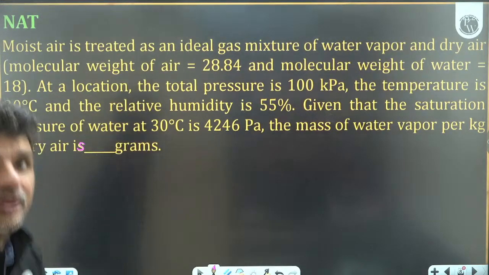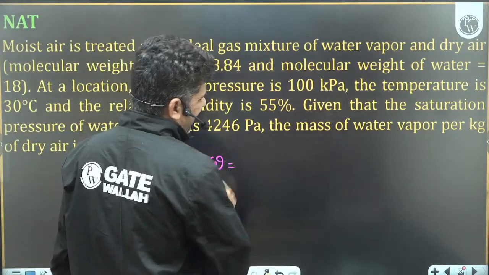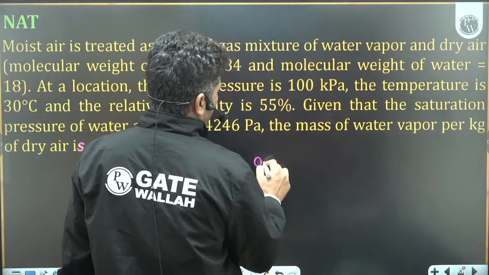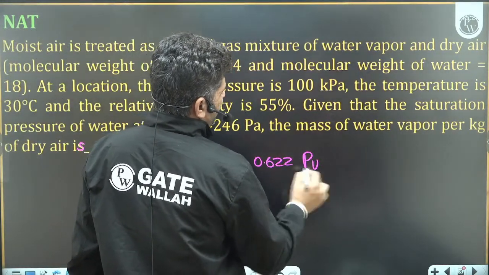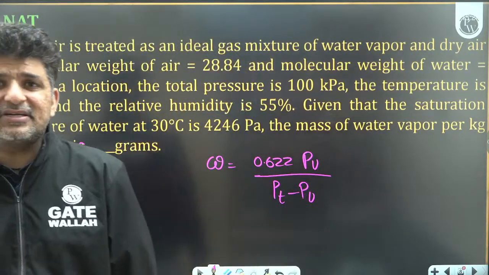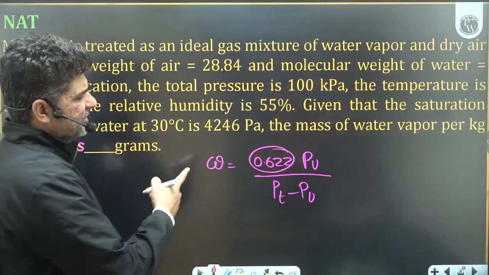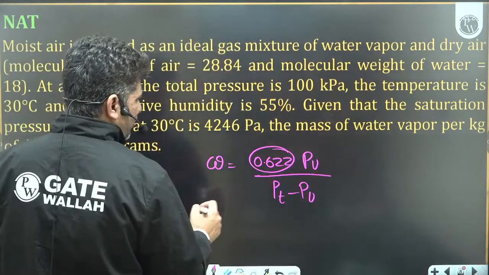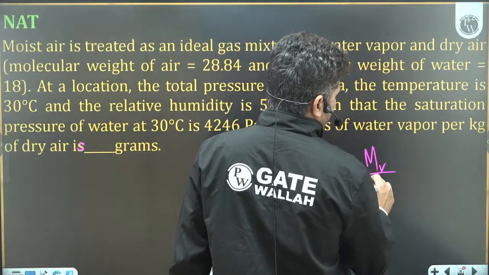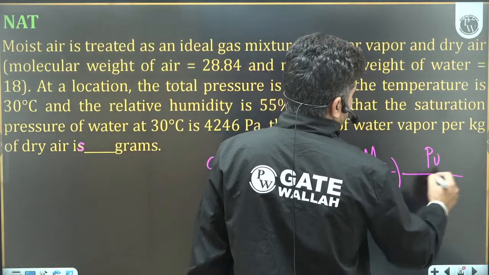Okay. So what will be the omega? He is basically asking you omega. So now you see in omega, when we write omega is equal to 0.622 PV divided by PT minus PV, I hope everybody remembers where this 0.622 came from. It was the molecular weight of vapor divided by molecular weight of dry air, multiplied by PV divided by PT minus PV.